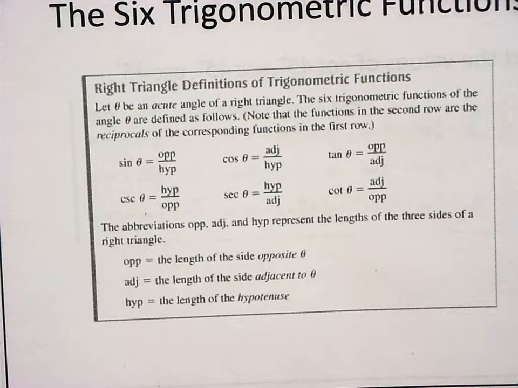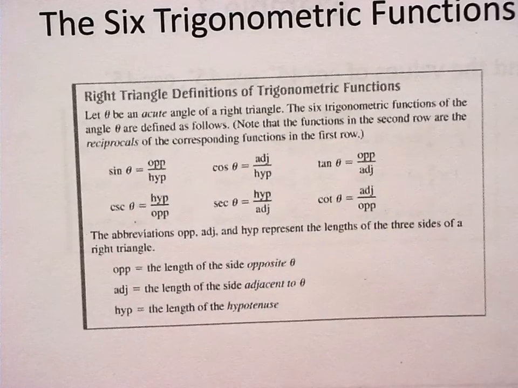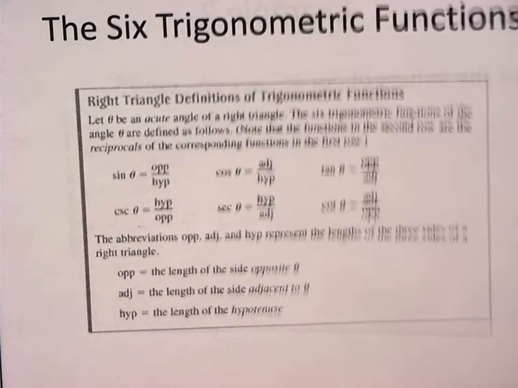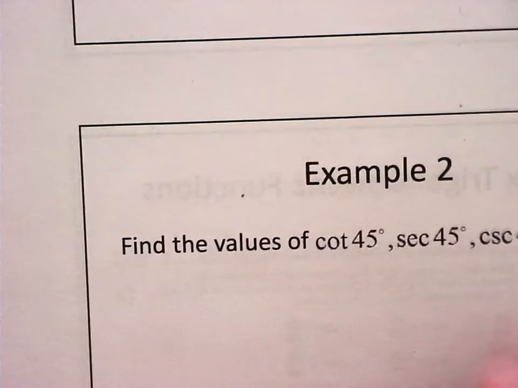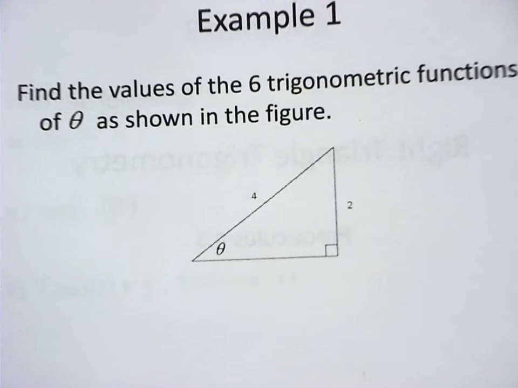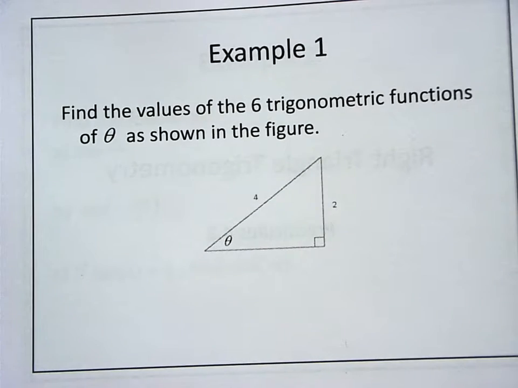Then you have these 6 functions, or ratios more accurately. Opposite, adjacent, hypotenuse. Everybody should know what they all mean. So, if I have this situation, find the values of the 6 trig functions of theta as shown in the figure. Well, first off, what else do I need?